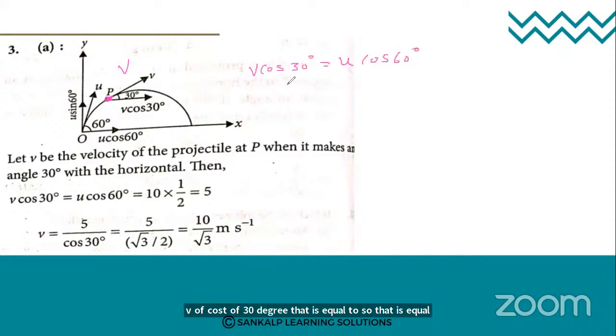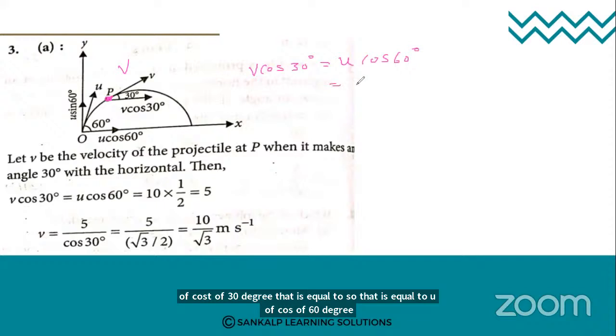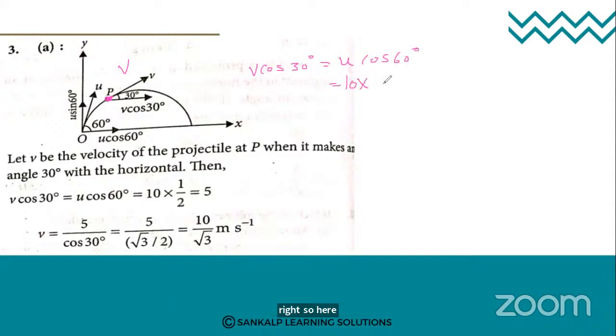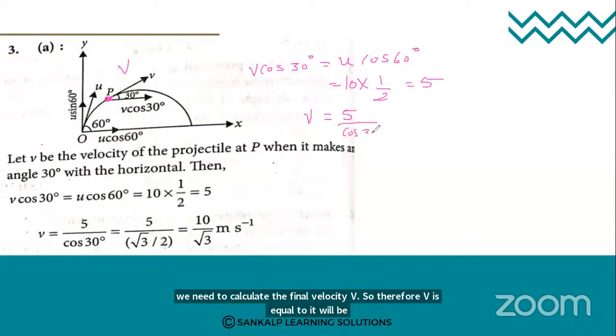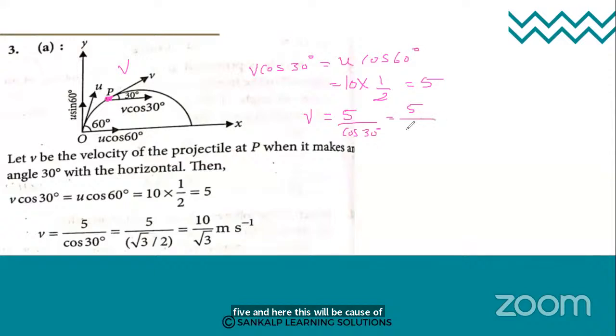Right. So here the initial velocity is given in the question, that is 10 meter per second into cos of 60, which will be 1 divided by 2. So therefore v cos 30 will be 5. So we need to calculate the final velocity v. So therefore v is equal to 5 divided by cos of 30 degrees. So which is equal to 5 divided by, so cos 30 will be root 3 divided by 2.